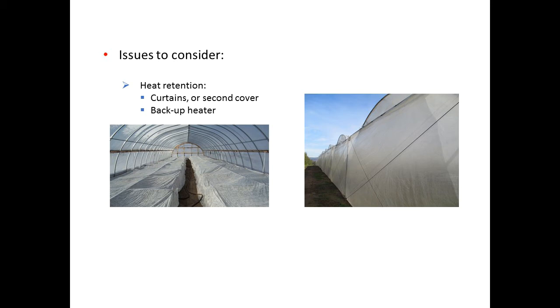We use curtains, just like we do in greenhouses, or extra row covers that we put over the crop to keep the extra air layer around the canopy for insulation purposes, to make sure that we can keep the temperature a little bit higher. And as you probably know, some people use a backup heater to try to help with that heat retention as well.